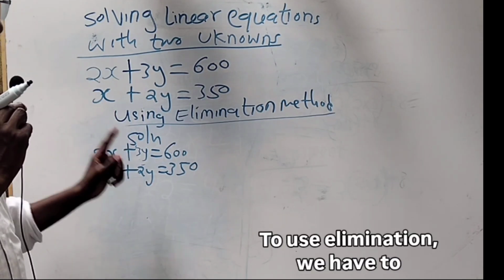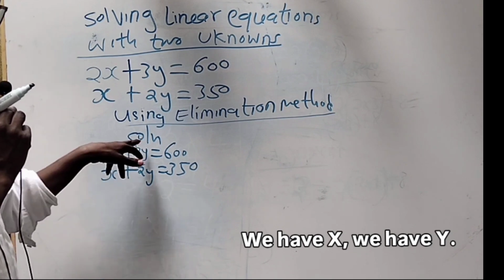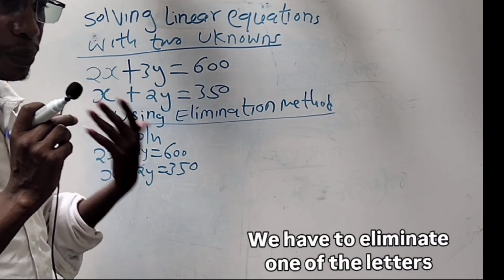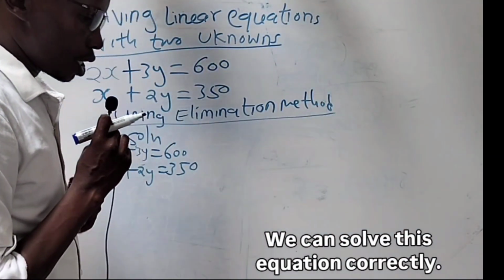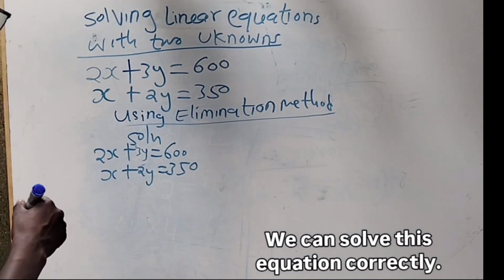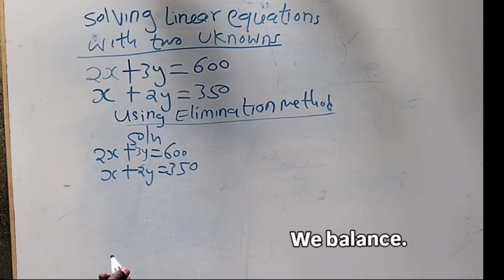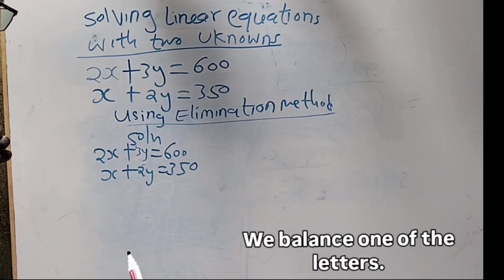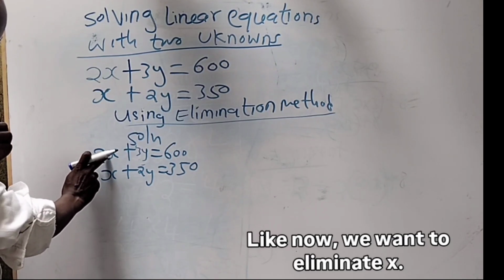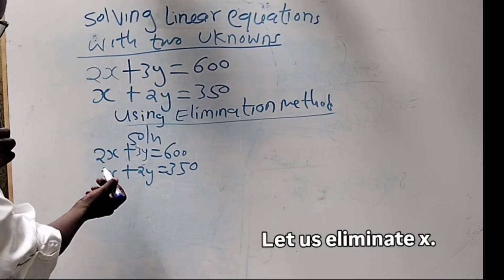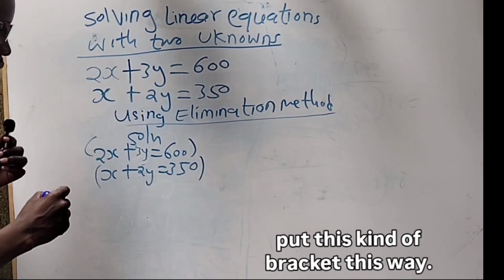To use elimination, we have to understand how we can eliminate one of the letters. We have x, we have y. We have to eliminate one of the letters first so that we can solve this equation correctly. So what do we do when we do elimination? We balance one of the letters. Like now we want to eliminate x. Let us eliminate x. So if we want to eliminate x, we put this kind of bracket this way.